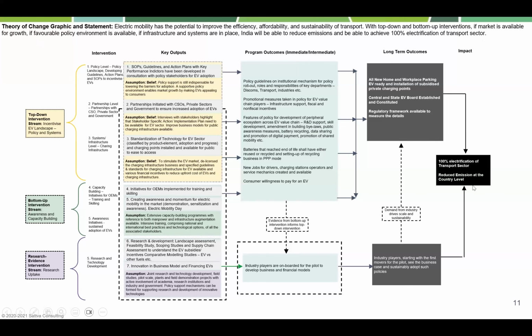Now, working backward, what I'm saying at the impact level is 100% electrification of the transport sector and reduction of emissions. For that, what do I need to do in the long run? Maybe the government comes up with a regulatory framework, or a central board needs to be constituted, or workplaces and new apartments have EV-ready charging points available, and industry players start as first movers in the pilot.